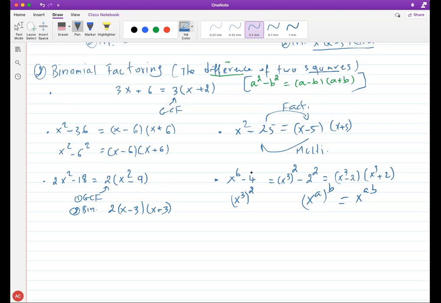So difference of two squares, again, just make two squares out of the two. If you do that, then you can apply this immediately to your expression, and you get this, which we can distribute easily to give back the original expression.